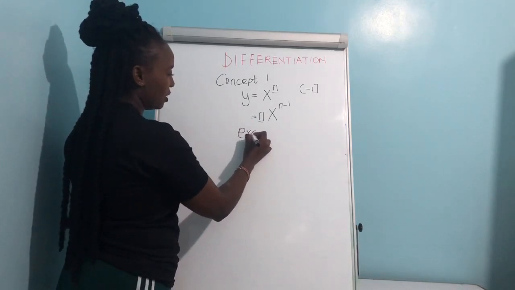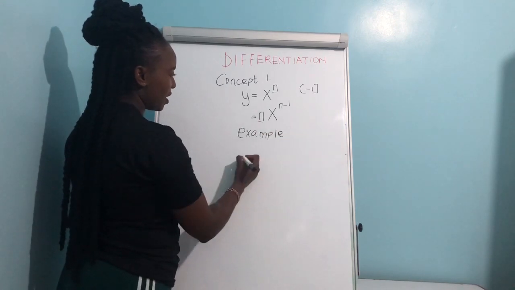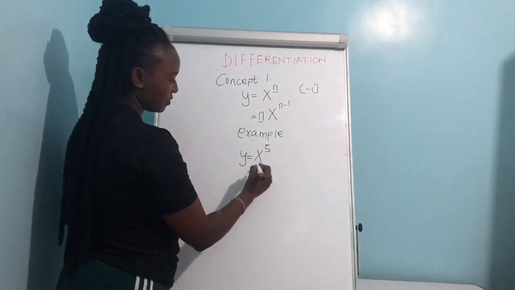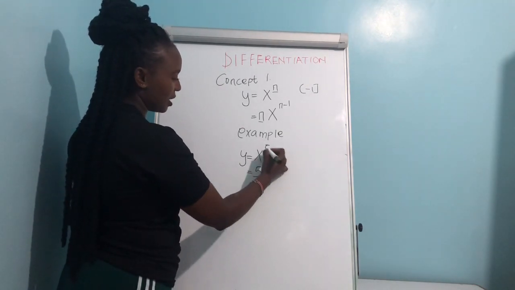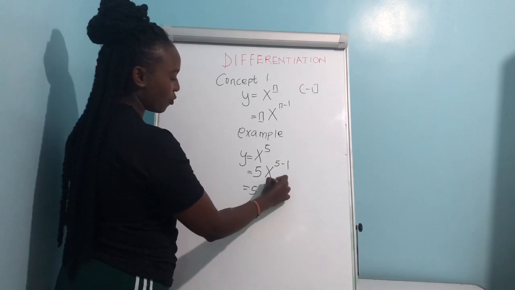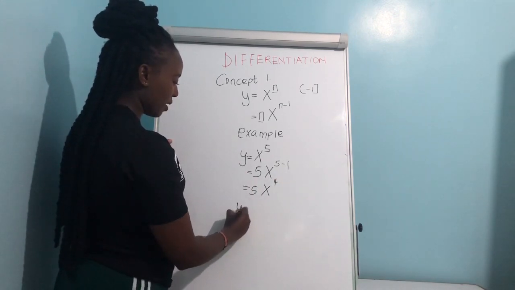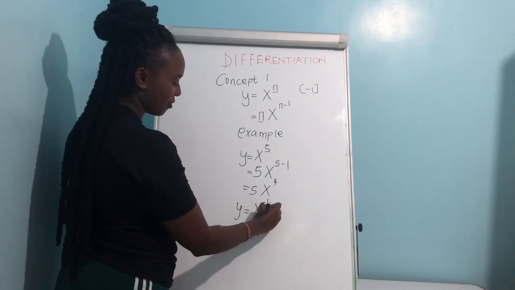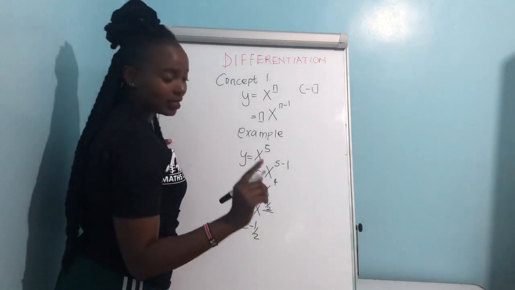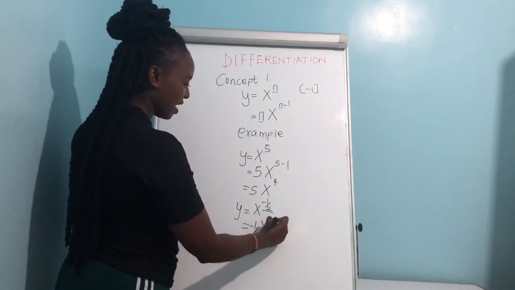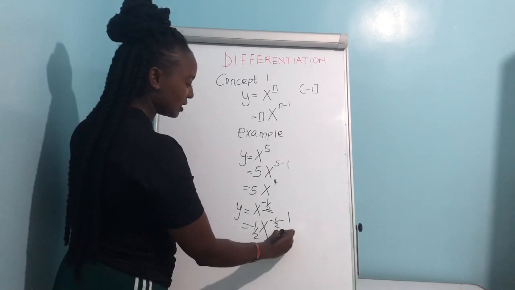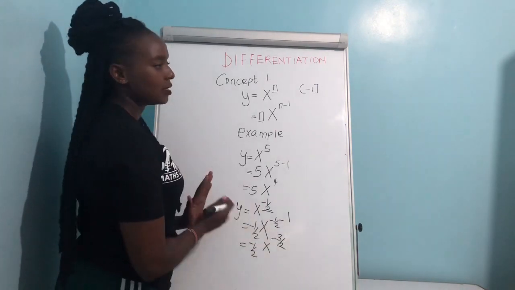Let's look at an example. Assume you're given y is equal to x^5. What you need to do is bring this 5 down here, x, then on top you subtract 1. It's going to be 5x^4. Let's look at another number, x^(-1/2). Bring the negative a half down just as it is, x^(-1/2 - 1). And this becomes -1/2 x^(-3/2). So basically this is the first concept.